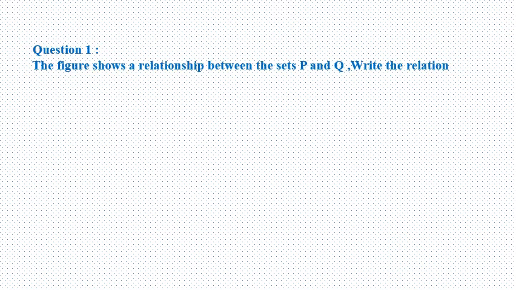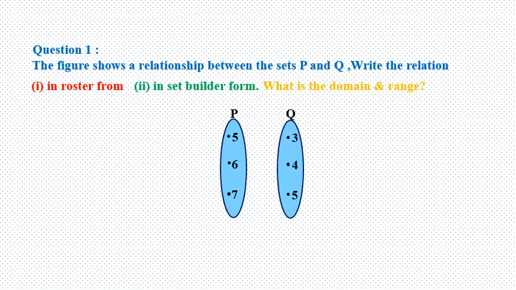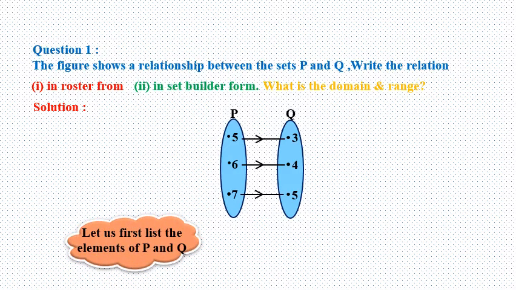Next problem, the figure shows the relationship between the sets P and Q. Write the relation in roster form and the set builder form. What is the domain and range here? Look at this, 5, 6, 7 and 3, 4, 5. These problems are all discussed in the classroom also. Let us first list the elements of P and Q.